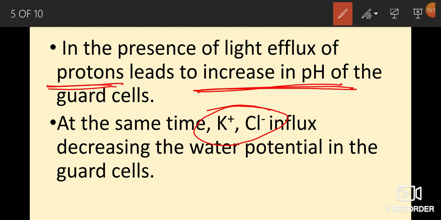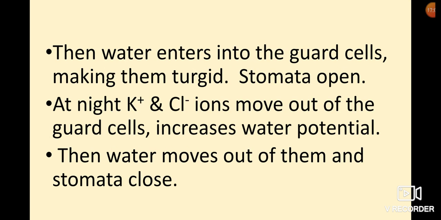So potassium reacts with malate and chlorine. Those are chemical substances. They bind water molecules in guard cells, so automatically in guard cells the water potential is decreased. Then water enters into the guard cells, making them turgid. Turgidity means swelling or bulging. Then it leads to stomata opening.